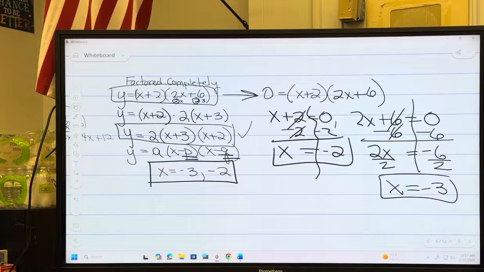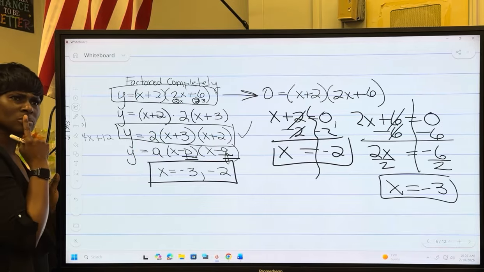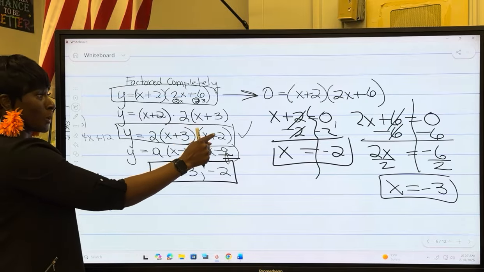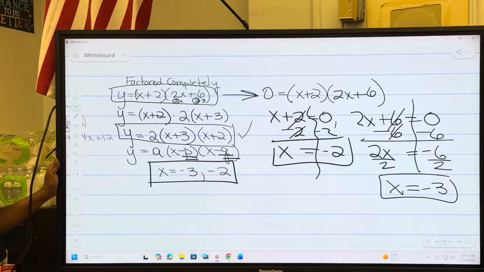That makes sense, because watch this. 3 plus what is going to give me 0? Negative 3. 2 plus what is going to give me 0? There you go. That's how we do that.